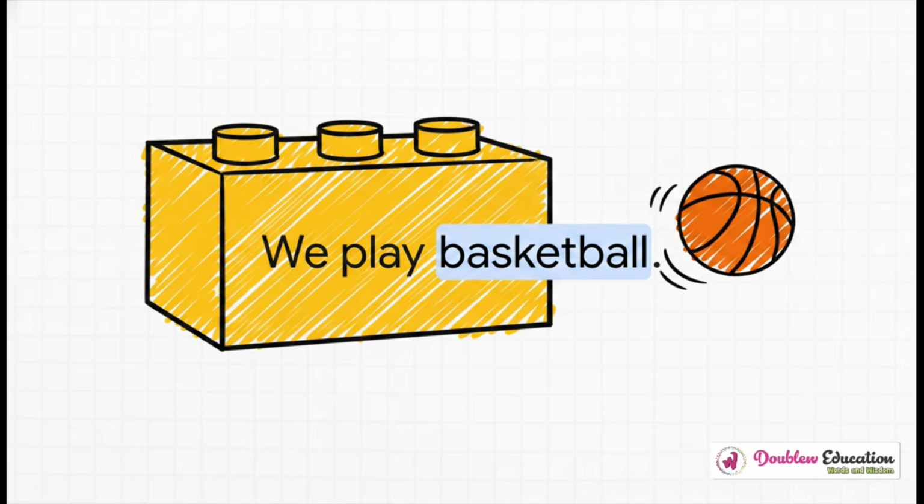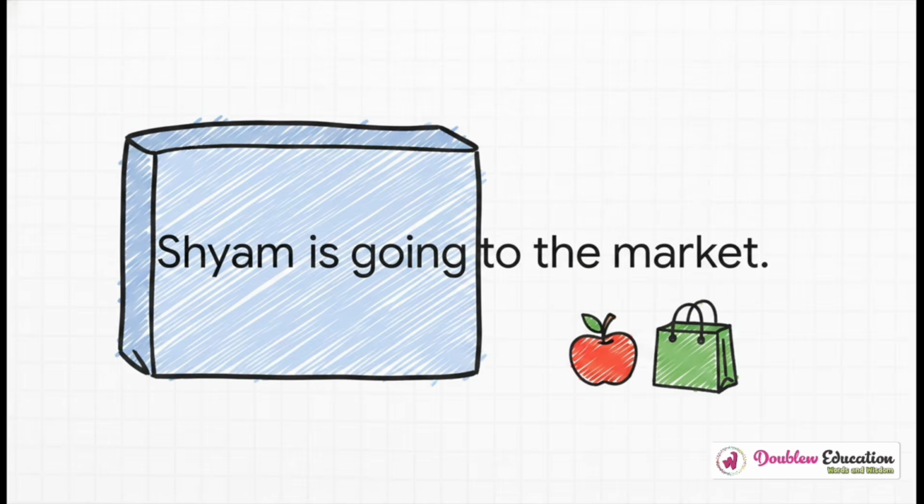This, my friends, is a simple sentence. Let's look at another one. Sham is going to the market. Just like the last one, this is a single, strong block. It makes total sense all by itself. It stands tall, it stands strong.